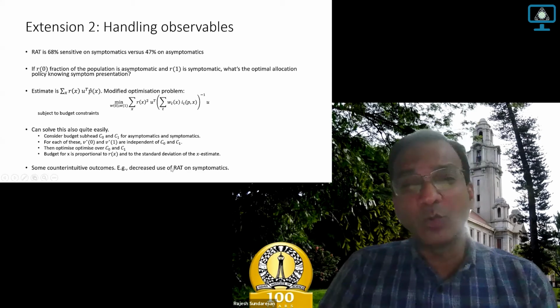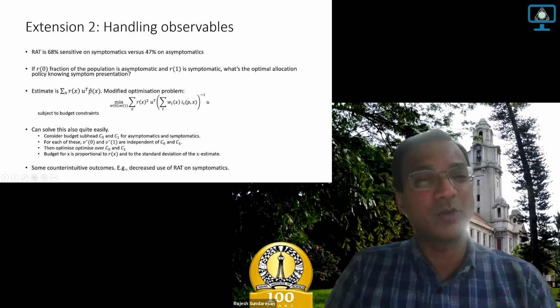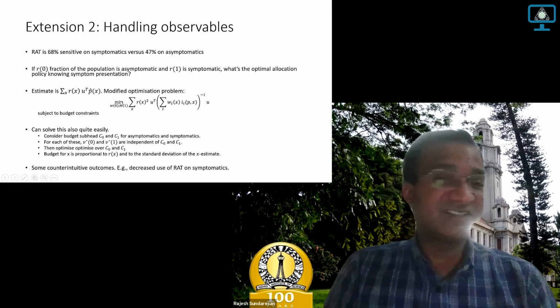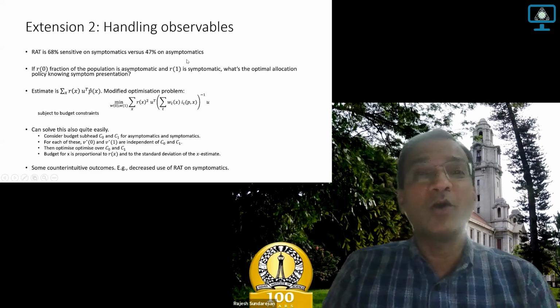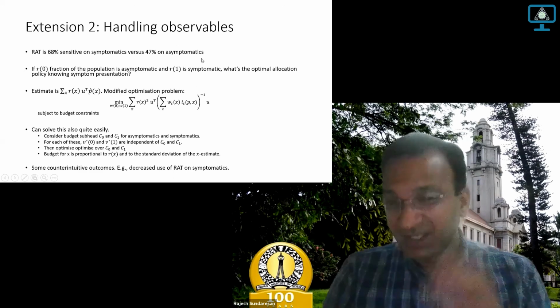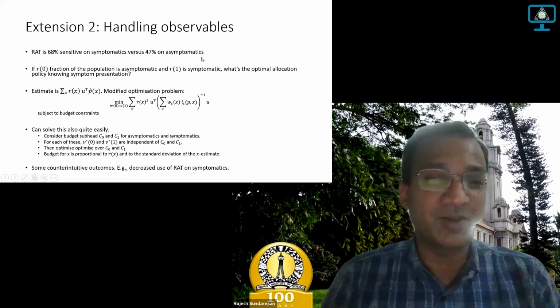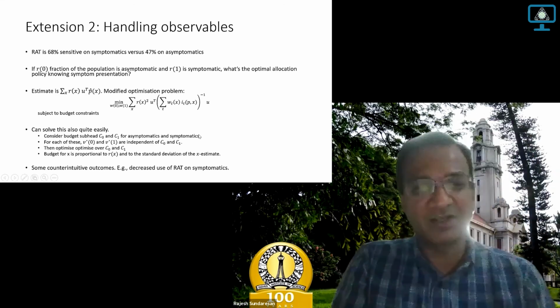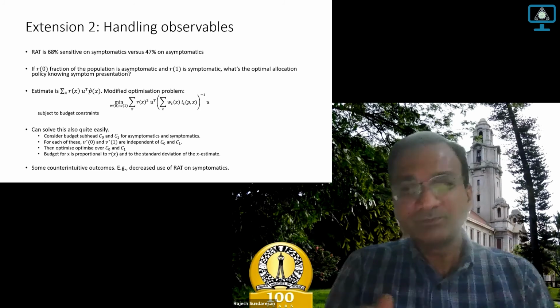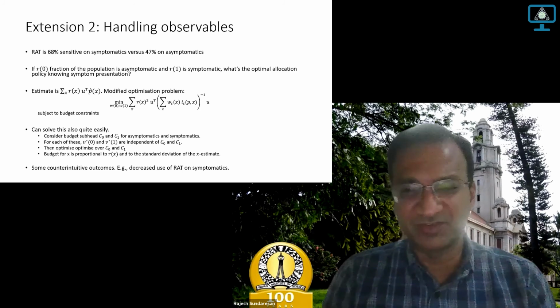But if you look at the outcomes itself, it can be somewhat counterintuitive because it suggests that you should actually increase the usage of RAT on the asymptomatics. And that's somewhat surprising, but one can look at this. I'll not go into the detail here because I'm running out of time, but the optimal design gives interesting insights like this.